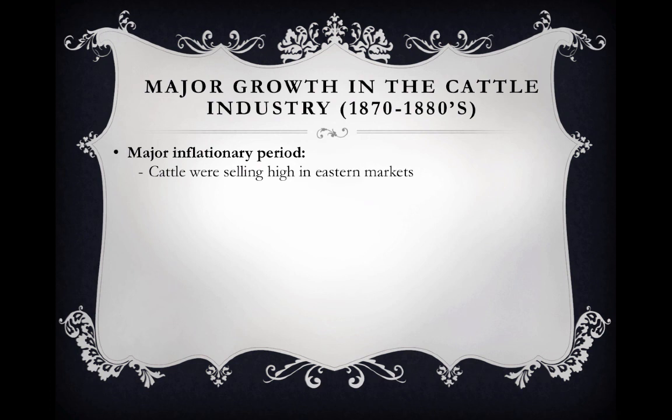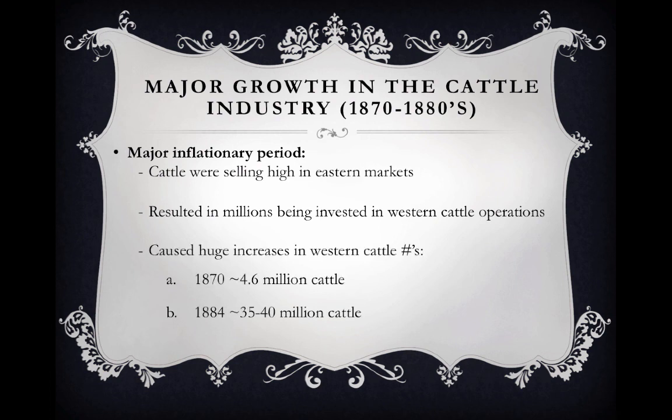More numbers were better. And with that really came a large amount of Western cattle operations using what we now call federal lands, which were being degraded because they were overstocked. To put this in perspective for you, between 1870 and 1884, we actually saw a 35 million head increase in cattle in 14 short years. The 1870 population was roughly 4.6 million cattle in the West, and by 1884, it had grown to 35 to 40 million cattle. Unbelievable.